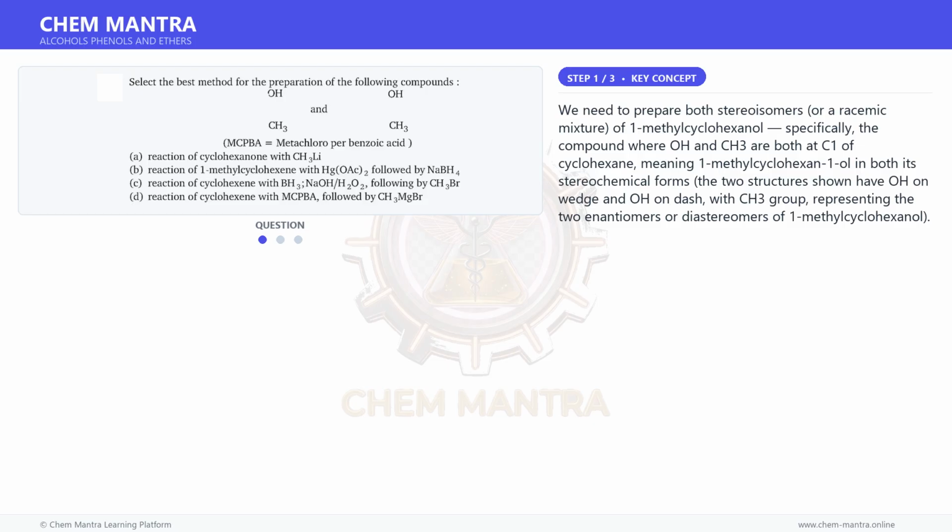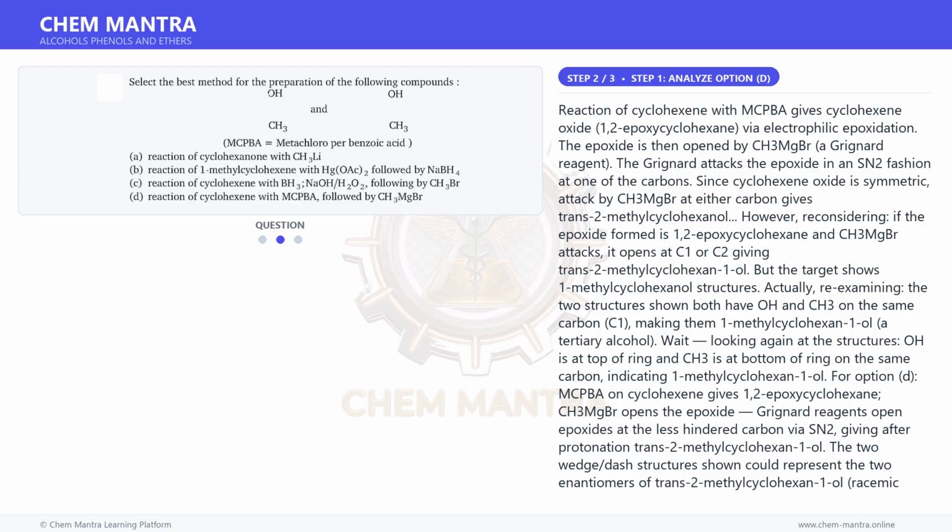both at C1 of cyclohexane, meaning 1-methylcyclohexane-1-ol in both its stereochemical forms. The two structures shown have O on wedge and O on dash, with the CH3 group, representing the two enantiomers or diastereomers of 1-methylcyclohexanol. Moving on to the next step.